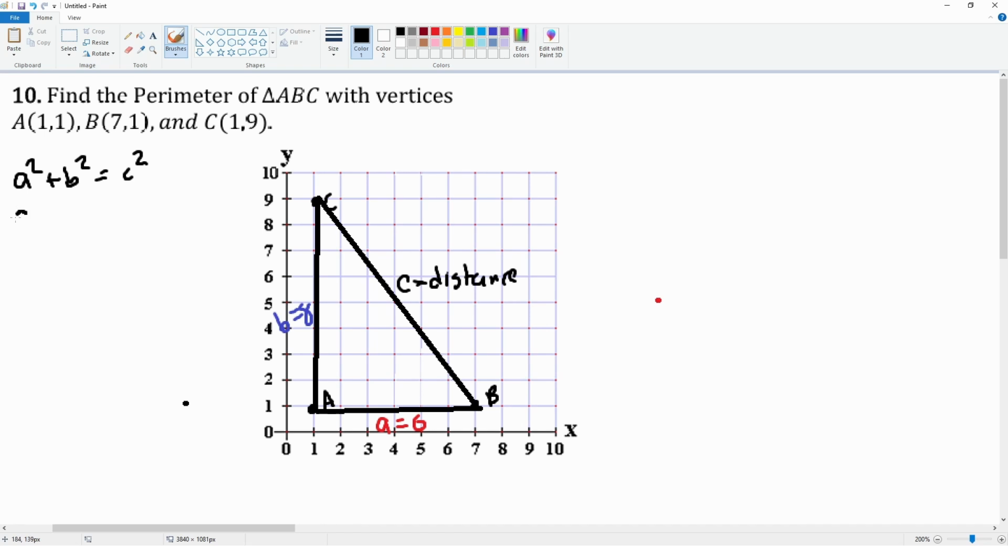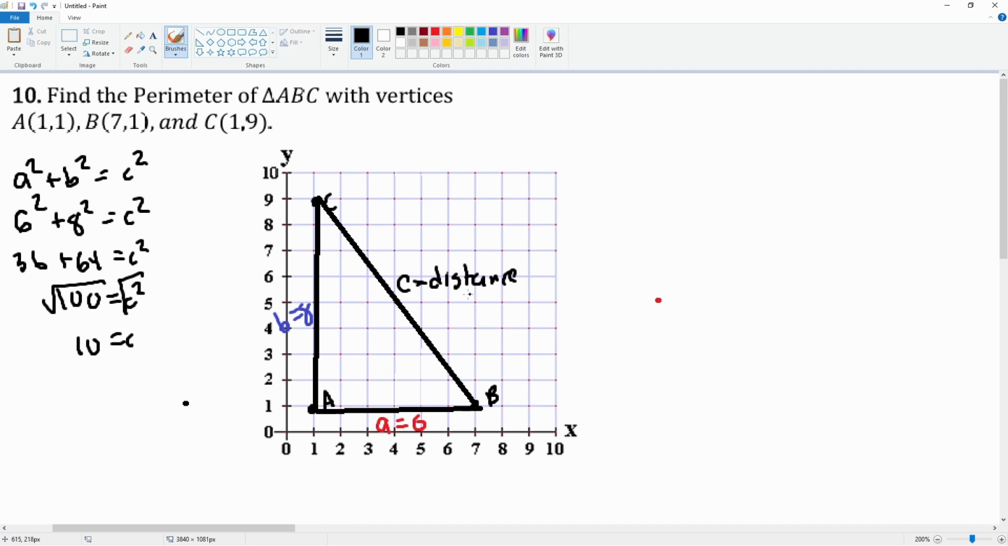This is going to be 6 squared plus 8 squared is equal to C squared. 36 plus 64 is equal to C squared. 100 is equal to C squared. Square root both sides. You get C equals 10.